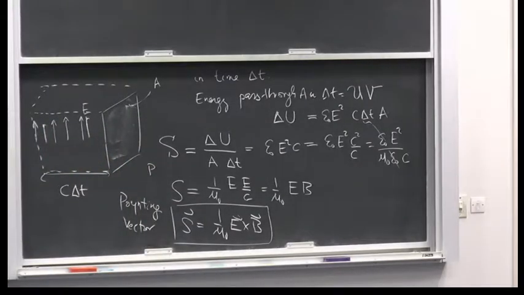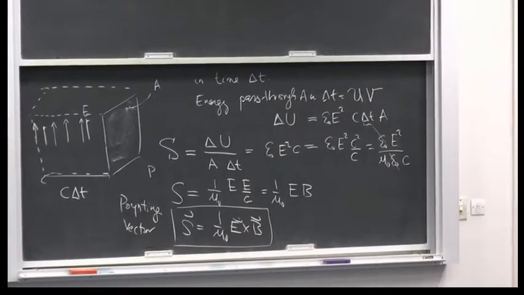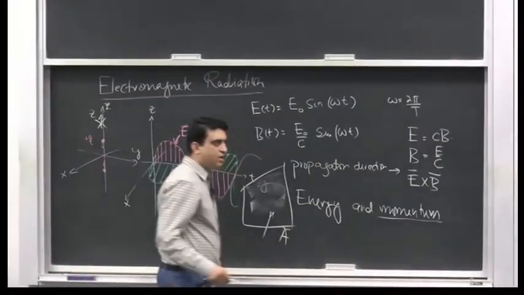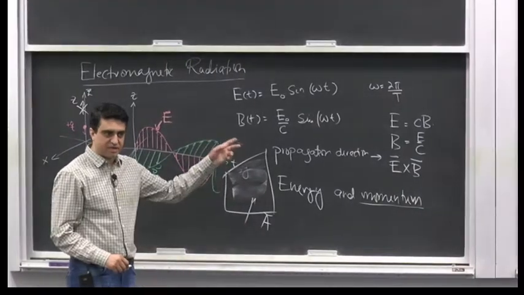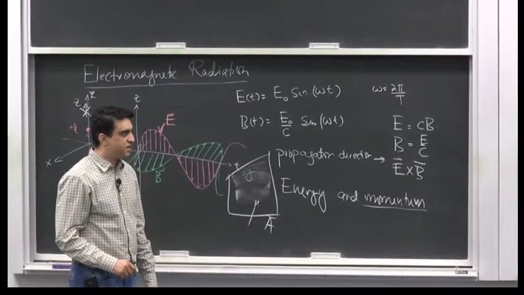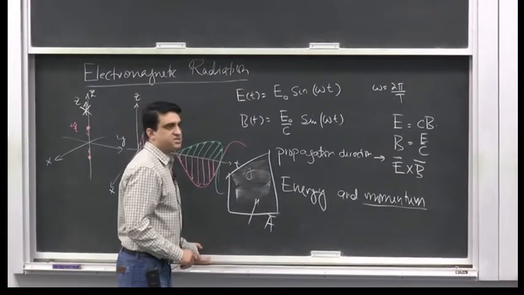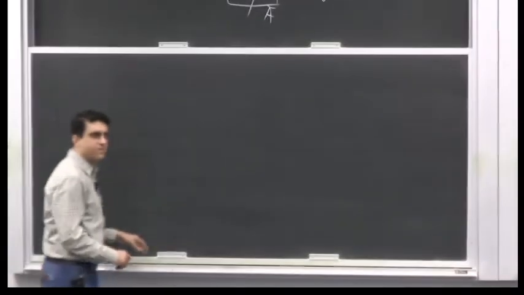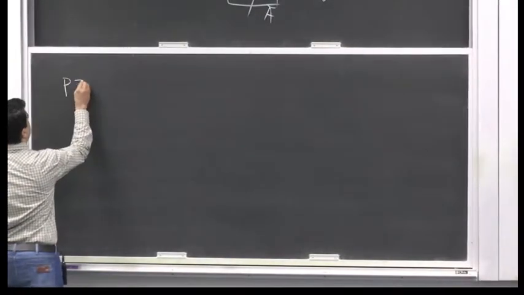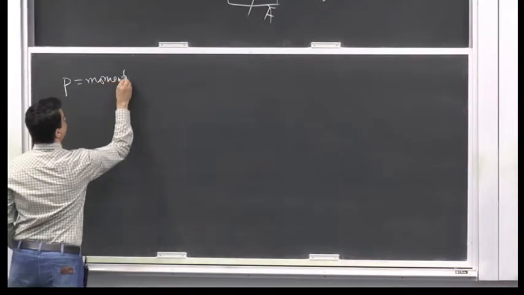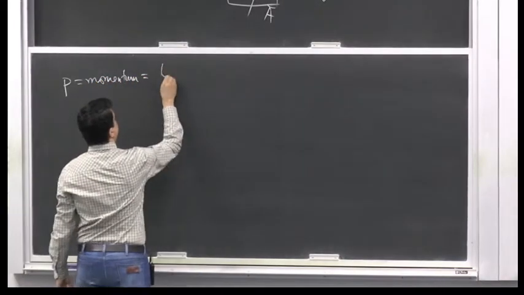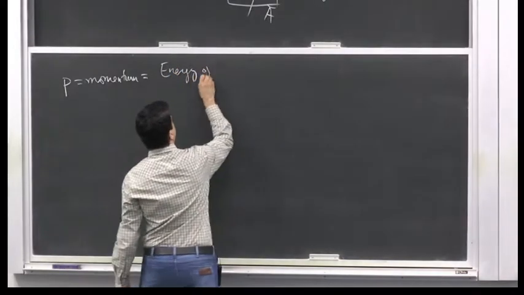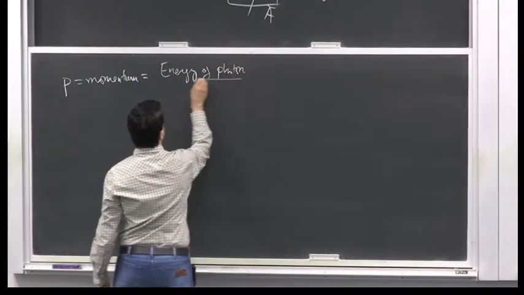And that tells you how much energy flows and in which direction per unit time. Similarly, you can find for momentum, what is the momentum carried by each photon. It's a bit involved calculation for momentum here, but I would just give you a simple explanation. What is the momentum carried by a single photon? The momentum is given by the energy of the photon divided by C.